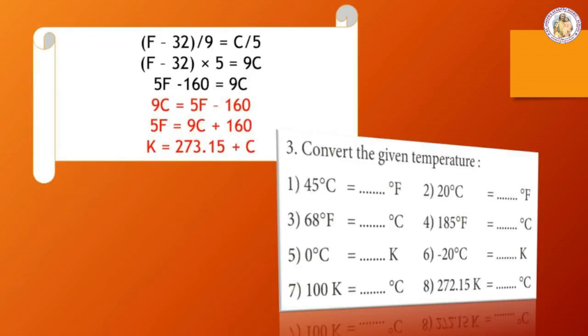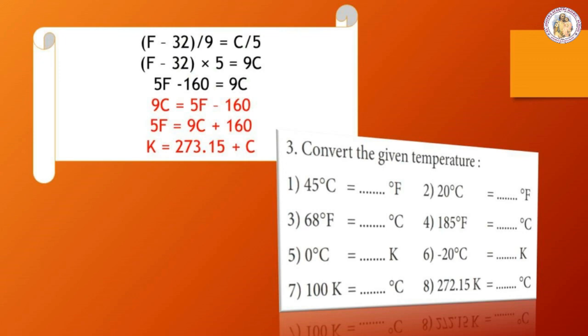Convert the given temperature by using the simplified formula. See, F minus 32 by 9 is equal to C by 5. This is the relationship between Fahrenheit and Celsius scale. Now, to simplify the formula, do the cross multiplication. So, the formula will be F minus 32 into 5 is equal to 9C. Next, multiply the 5 inside the values in brackets. So, we will get 5F minus 160 is equal to 9C.